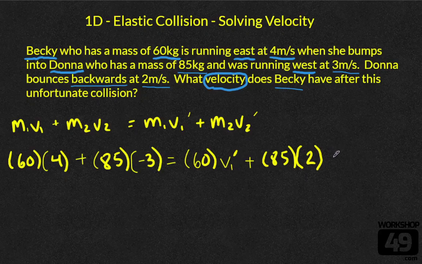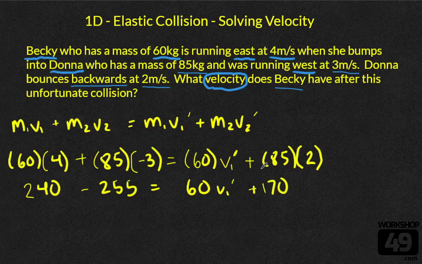This is by far the hardest part of the question, because now that you've done this, this is all going to tidy up. That's just 240. Multiply the 85 and the negative 3, you get minus 255 is equal to 60 v1 prime, and that tidies up as well, plus 170. All we need to do is bring all of these terms over to the left. I'm going to subtract 170 and subtract 170. And this is going to leave me with a nice and tidy negative 185 equals 60 v1 prime.